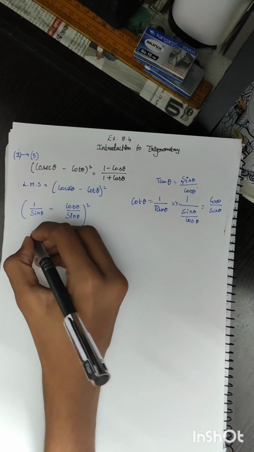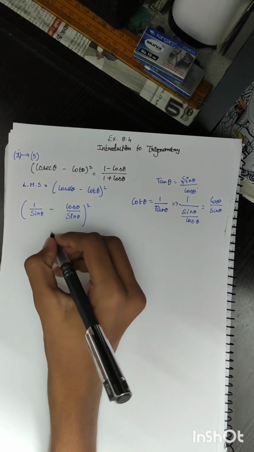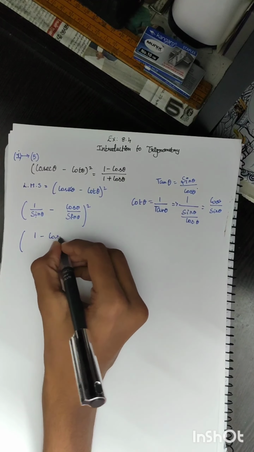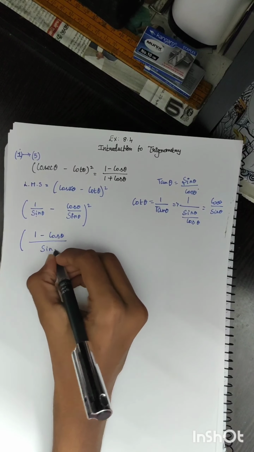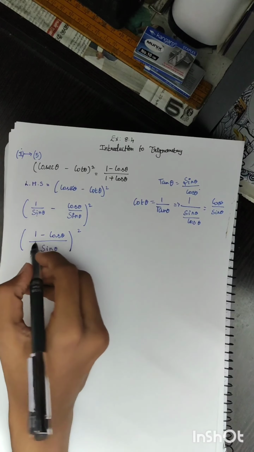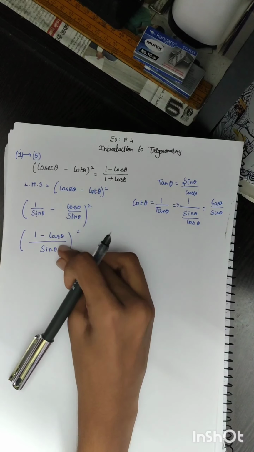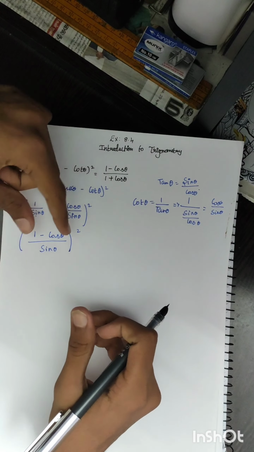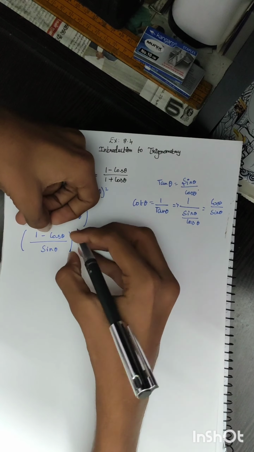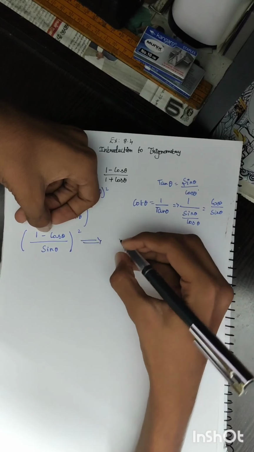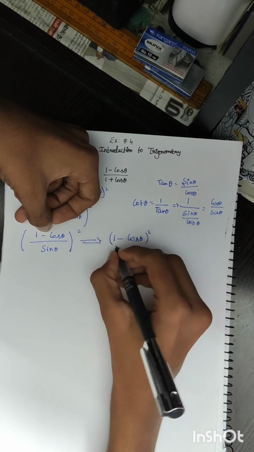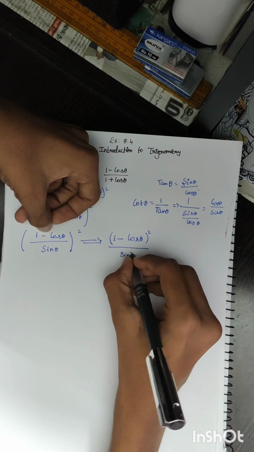Now here, it is very simple. Sin theta and sin theta are equal, so we get 1 minus cos theta by sin theta, the whole square. Now you need to give the square to each term. For easy understanding purposes I'm doing this, where the square belongs to this one and to this one, which can be written as 1 minus cos theta the whole square by sin square theta.